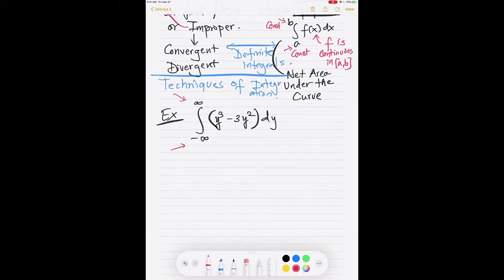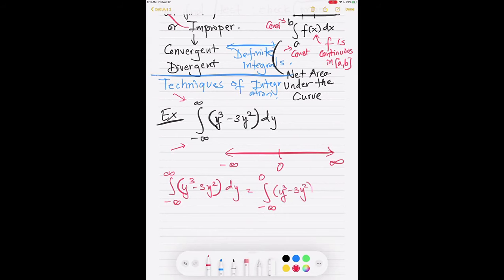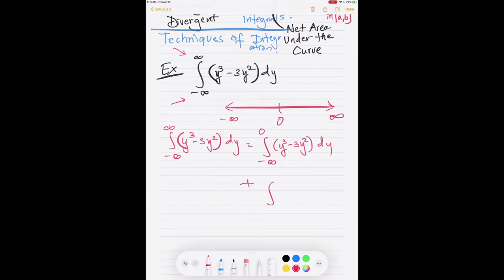I believe it'd be negative infinity to 0, and then 0 to infinity. So negative infinity to 0 and 0 to infinity. So now you're saying, okay, the integral from negative infinity to infinity of y cubed minus 3y squared dy is the integral from negative infinity to 0 of y cubed minus 3y squared dy plus, and before doing the integrals, we're going to talk about something else, the integral from 0 to infinity of y cubed minus 3y squared dy. Right, this is just from properties of integrals.